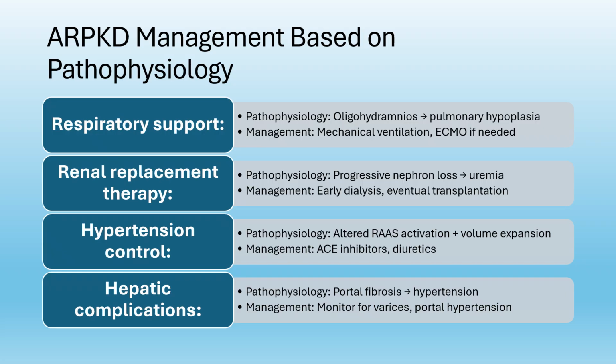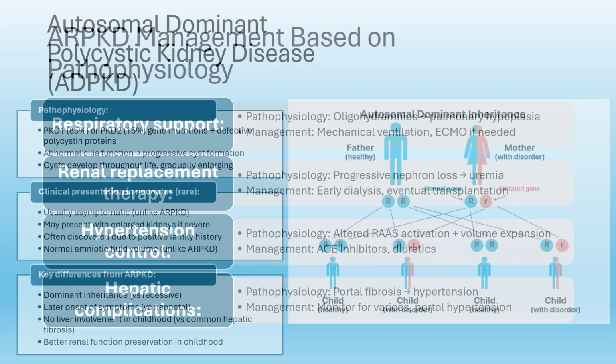Hepatic complications require monitoring for portal hypertension development. The portal fibrosis creates increased resistance to portal blood flow, leading to varices formation and splenomegaly. Regular endoscopic surveillance becomes necessary to detect and treat esophageal varices before life-threatening bleeding occurs. This systematic, pathophysiology-guided approach optimizes outcomes by addressing each organ system's specific dysfunction pattern while preparing for long-term complications.